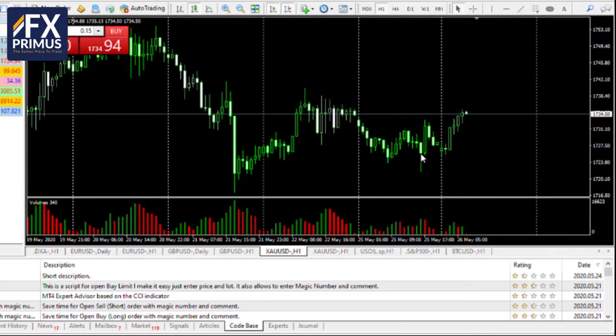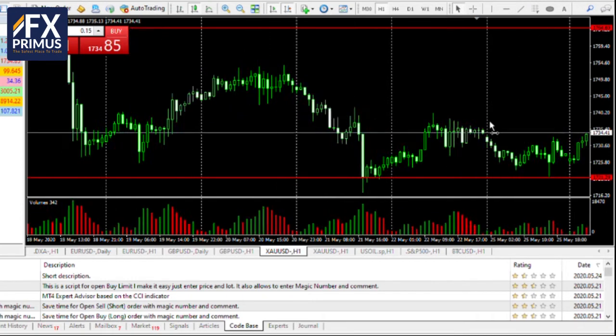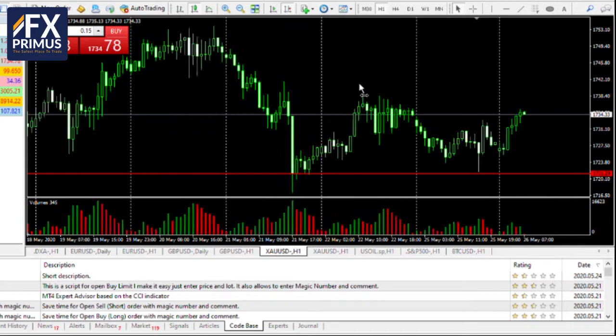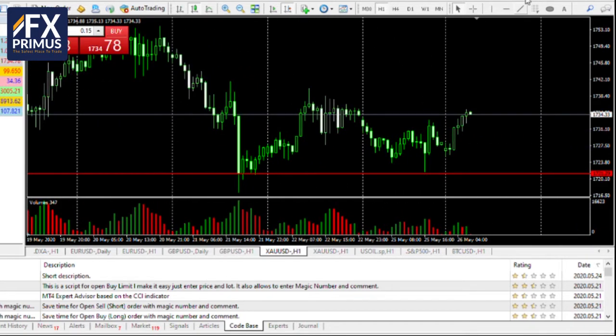So moving on to gold prices. Gold prices, as we can see, formed some support at these levels. Again, this is what we were looking at, 1721, and of course it was also on a bearish trend.